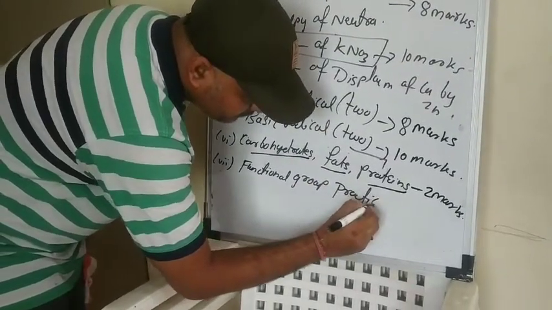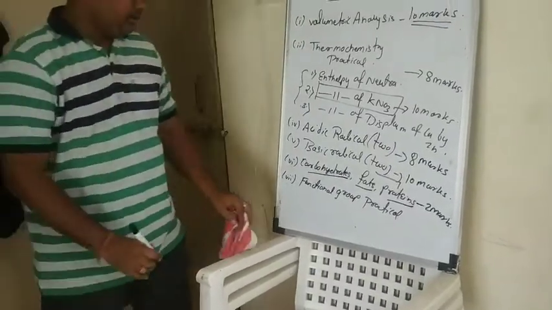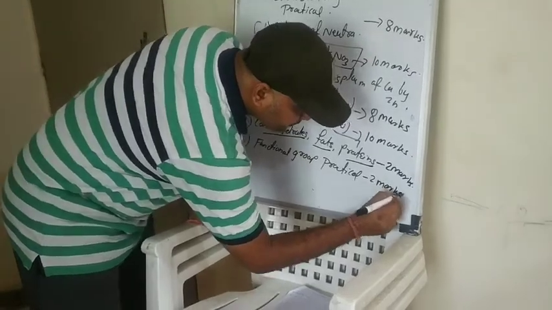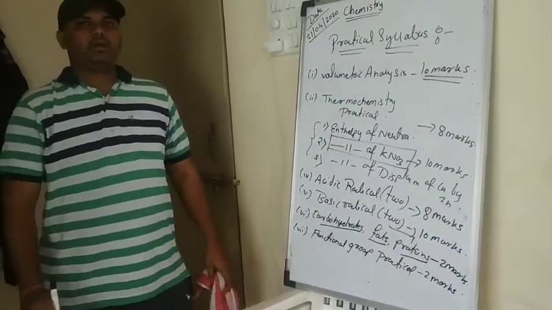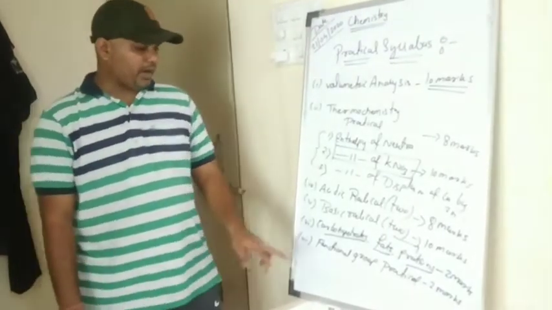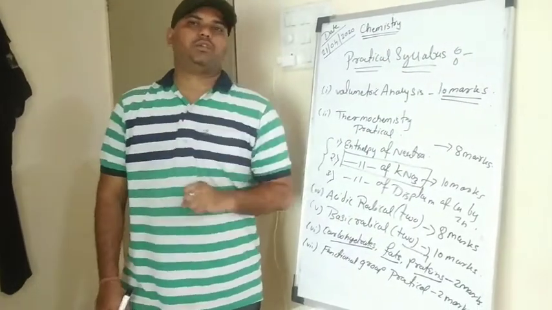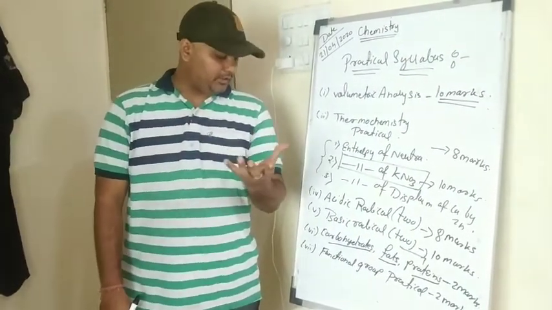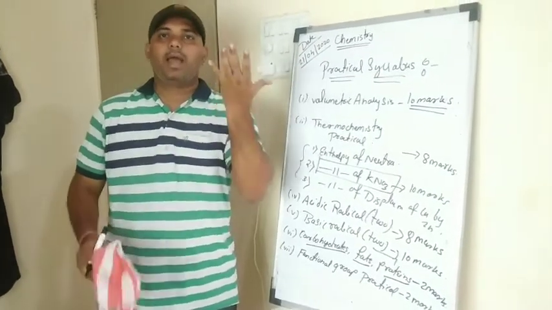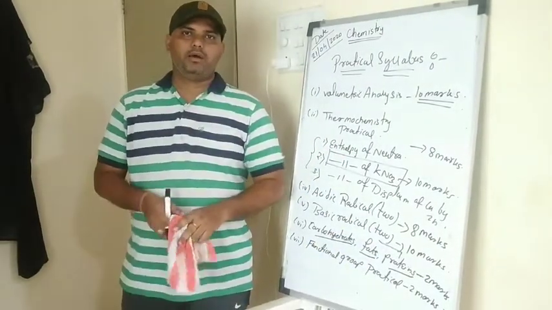Then the next practical will be the functional group practical, which is for 2 marks, right? You all know that in organic chemistry each and every compound has a functional group. A functional group is the identification of the compound, so based on that functional group the compound can be identified. We have to detect the functional group in the given compound.